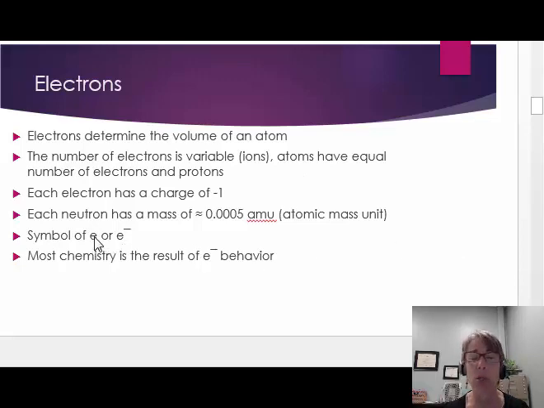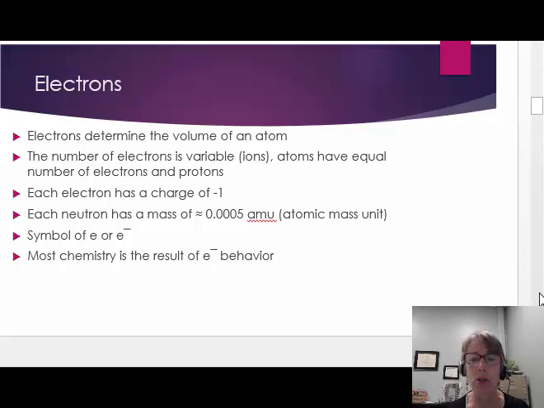Electrons are symbolized by lowercase e, or lowercase e with a negative symbol as a superscript in the upper right-hand corner of the symbol. Because of their low mass and high velocity, electrons have very unusual behavior. Most chemistry is based on what electrons do.